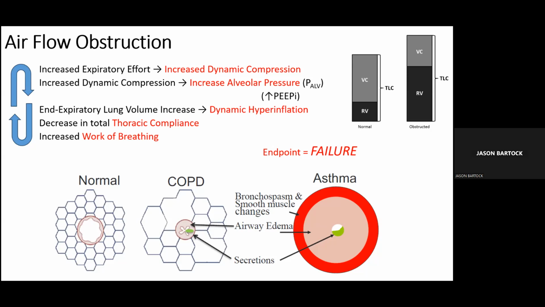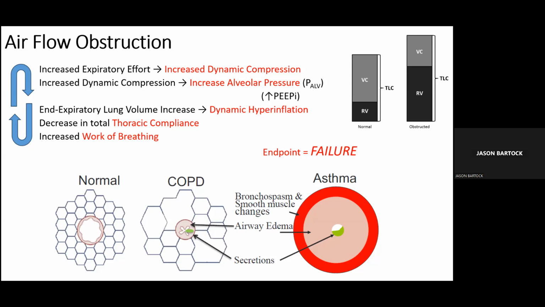You start to air trap, and that dynamic compression then leads to alveolar hyperinflation, which, between the hyperinflation and the dynamic compression, makes it harder for you to breathe out. That leads to lung hyperinflation. So now you have a system where you're hyperinflated and hard to exhale against. That leads to a decrease in overall thoracic compliance, and now that impacts the respiratory muscles that you started with.